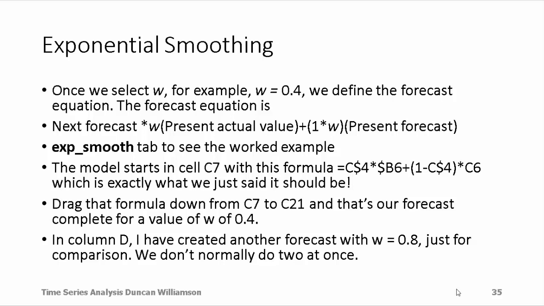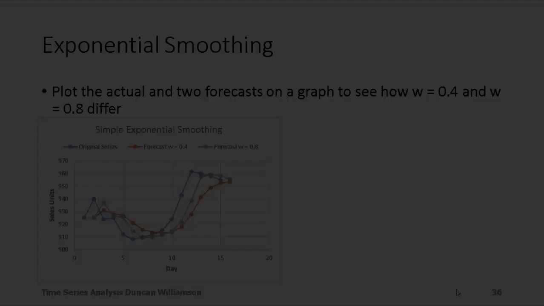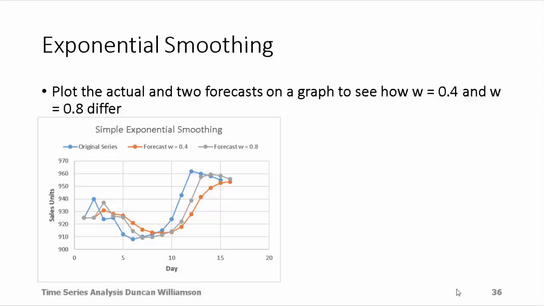Look at the Exp Smooth tab to see the worked example. The model starts in C7 with this formula, which is exactly what we just said it should be. Drag that formula down from C7 to C21, and that's our forecast complete for a value of W of 0.4. In column D, I've created another forecast with W equals 0.8, just for comparison. We don't normally do two at once. Plot the actual and two forecasts on a graph to see how W equals 0.4 and W equals 0.8 differ, and there you can see. 0.4 is orange, 0.8 is purple.